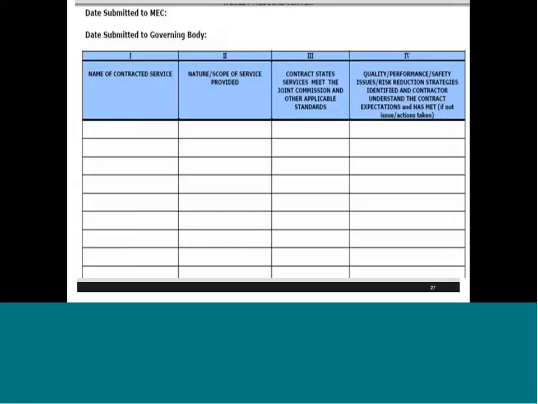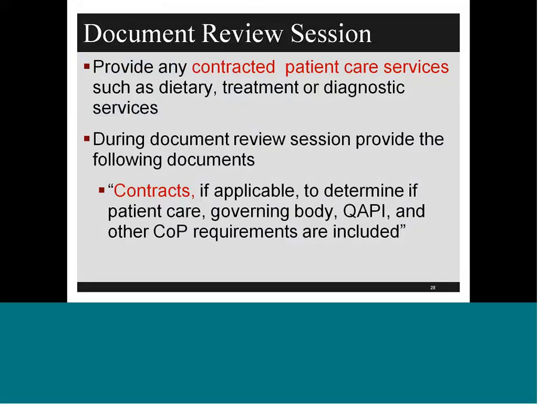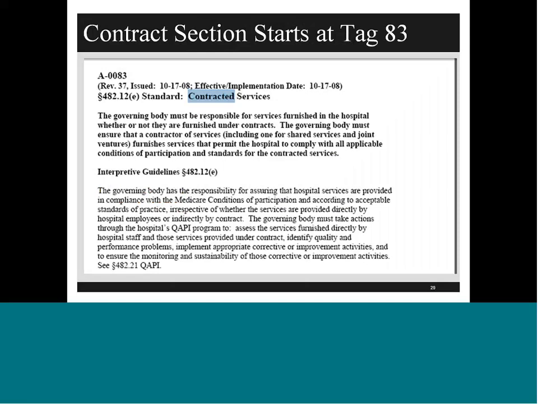Here's another form where you list what the contract is and what the scope is. This contract is 32 pages, and it's to provide transcription services. Also, during the document review session, they tell the surveyor that if you do provide any contracted services, they want to know about it. And they're going to make sure that we've done our QAPI and our performance measurements, so we're getting our money's worth.